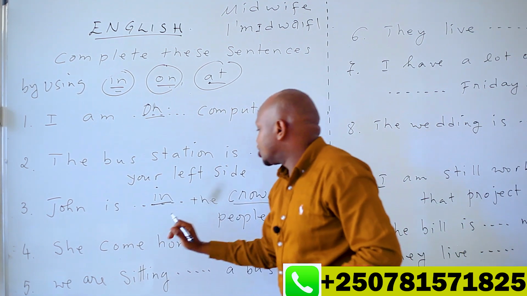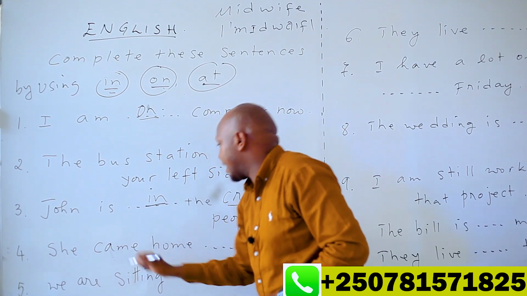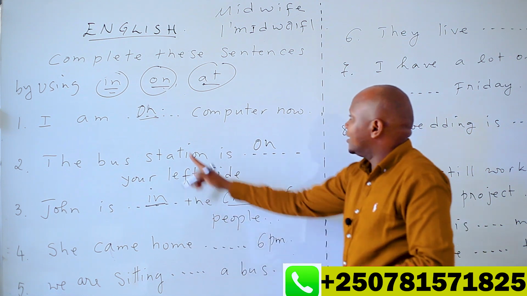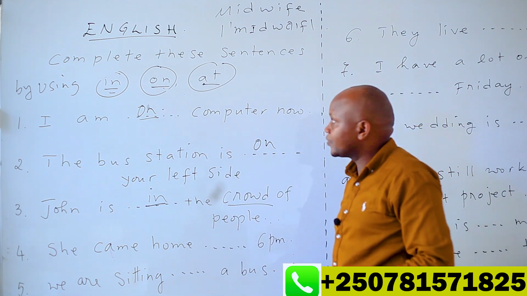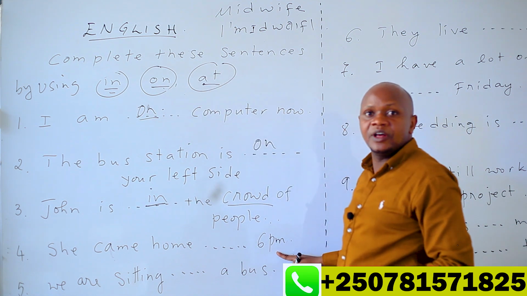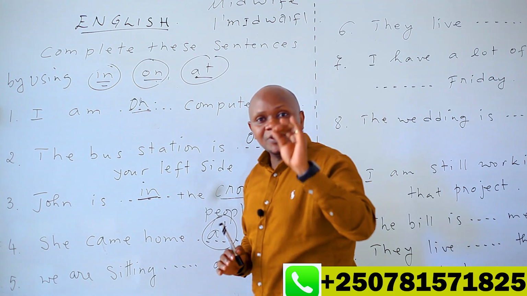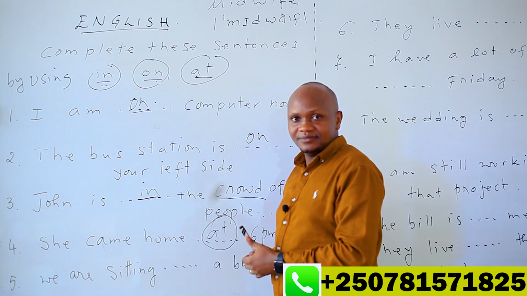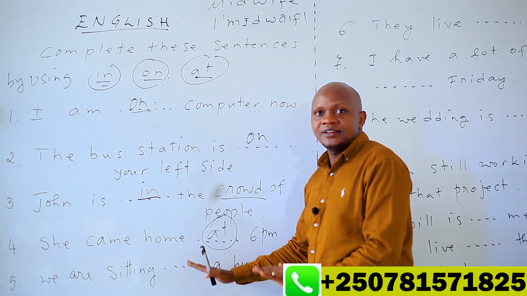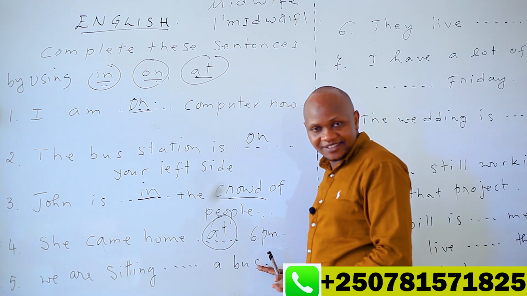She came home, okay? Simple past verb to come. She came home in 6 p.m. On 6 p.m. At 6 p.m. She came home at 6 p.m. We use at for hours. Good.